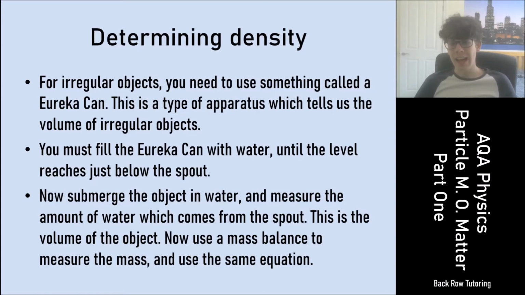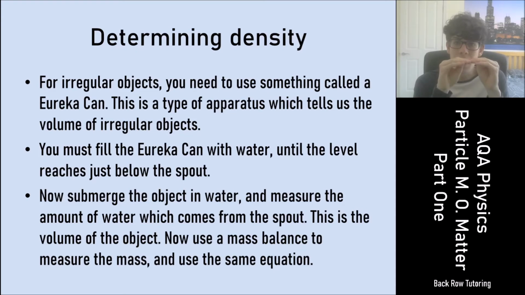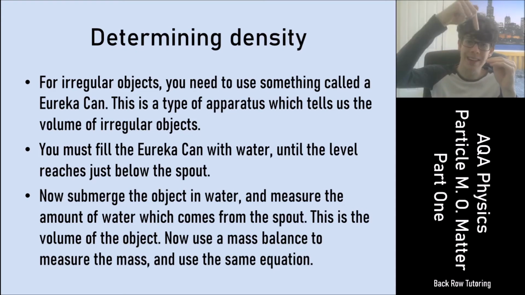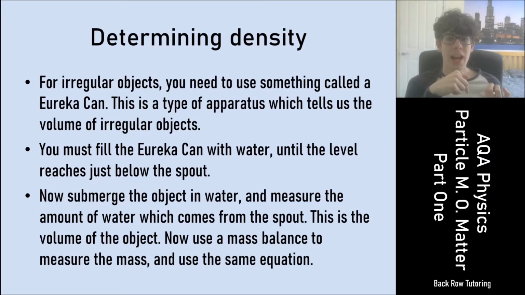A Eureka can, we're going to watch a video on this in just a second so you'll understand it a little bit more, is a column of water or a sort of jug of water with a spout. What you do is fill that just to where the spout is, so the water doesn't come out of the spout, but just so it's level. When you submerge something in that water, the volume of that object will displace the same volume of water. The object will take up the volume that the water did, and it will displace that water.